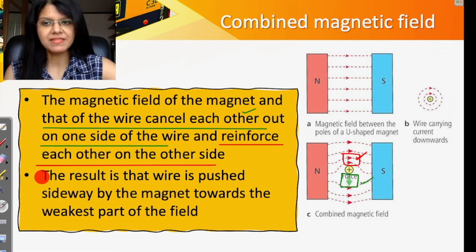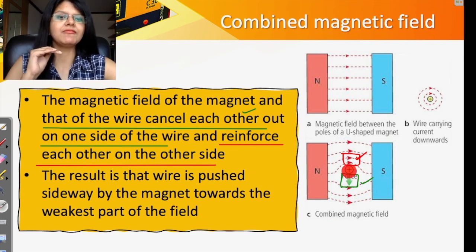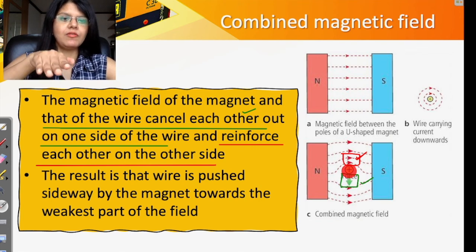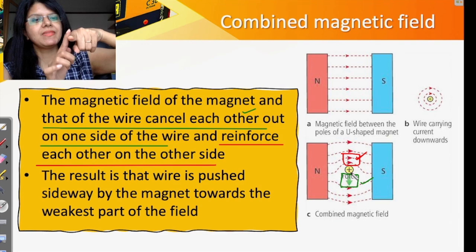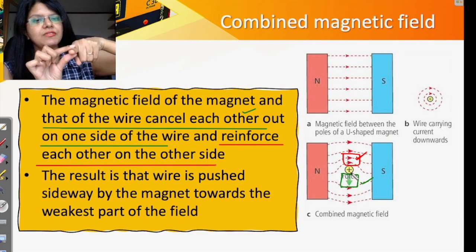What happens as a result? The result is that the wire is pushed sideways by the magnet towards the weaker part of the field. As a result, this whole wire, this whole dot that you see where the wire is going inside the screen, moves down. The whole wire that you see experiences a force and it moves down.